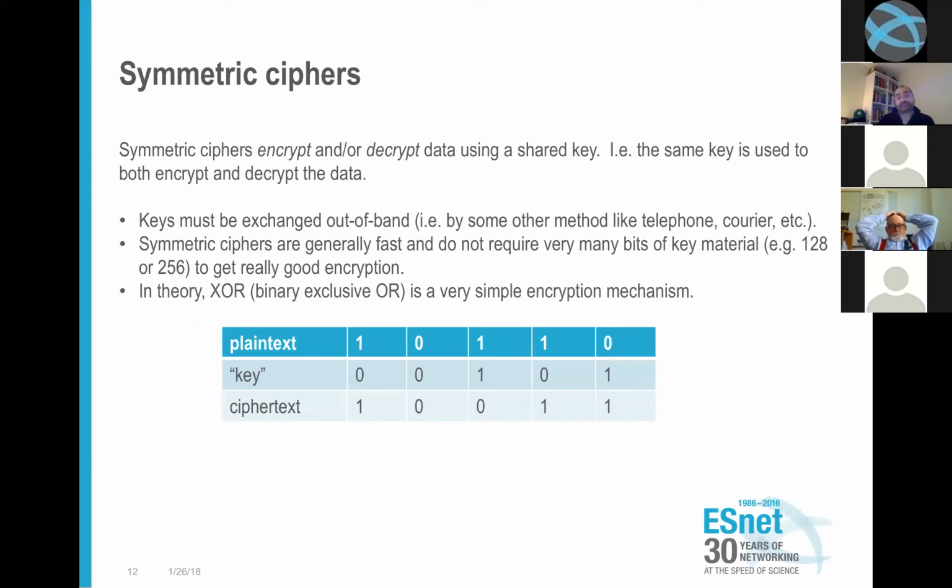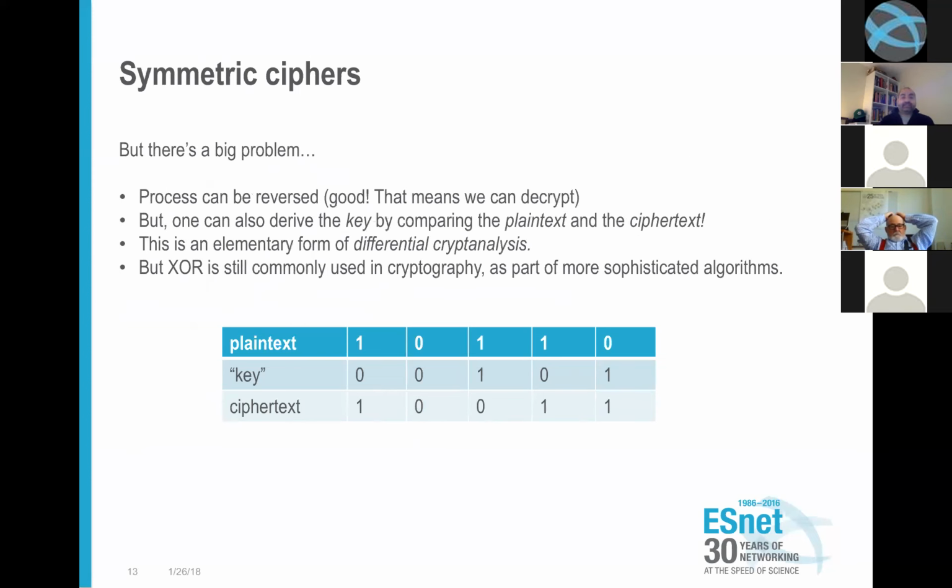And this actually does work. You can actually encrypt something pretty easily just using exclusive OR. The good thing about it is that it can be reversed. If you look over here at my ciphertext, I can reverse it by reversing it against the key. 1 and 0 is 1, 0 and 0 is 0, 0 and 1 is 1, 1 and 0 is 1, etc., etc. You can see how I can reverse it. But the problem is I can also do the same thing for the key.